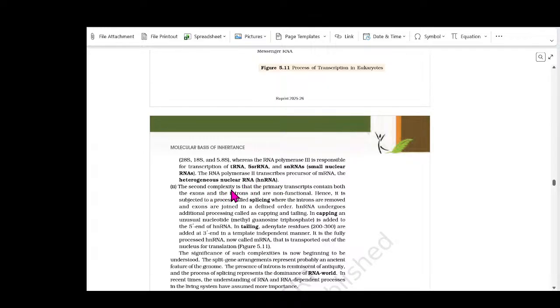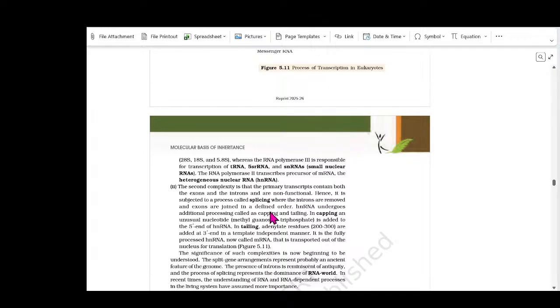The second complexity is that the primary transcripts contain both the exons and the introns and are non-functional. Hence, it is subjected to a process called splicing, where the introns are removed and exons are joined in a definite order.